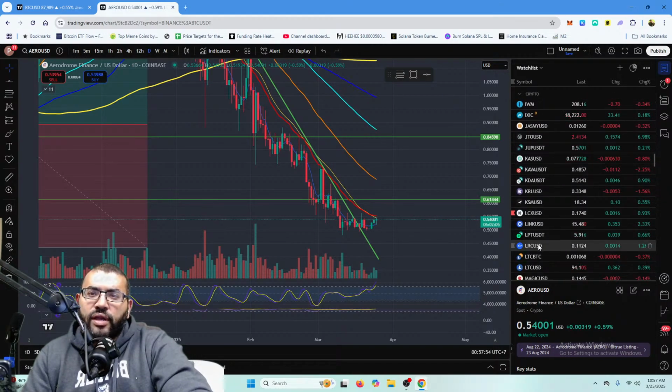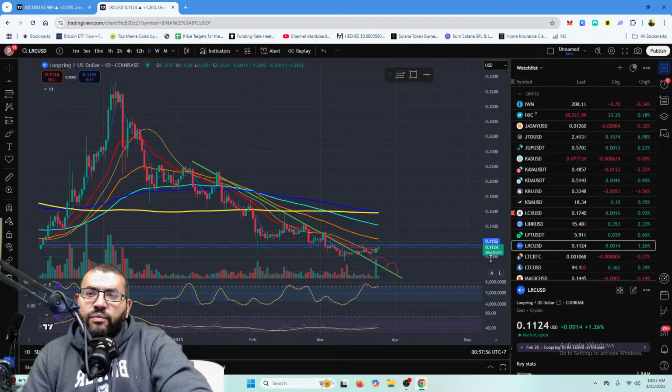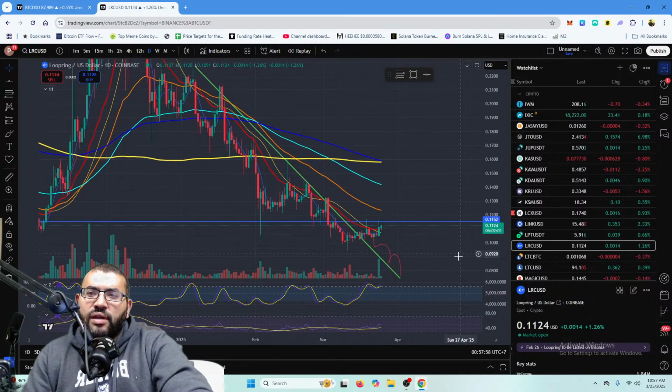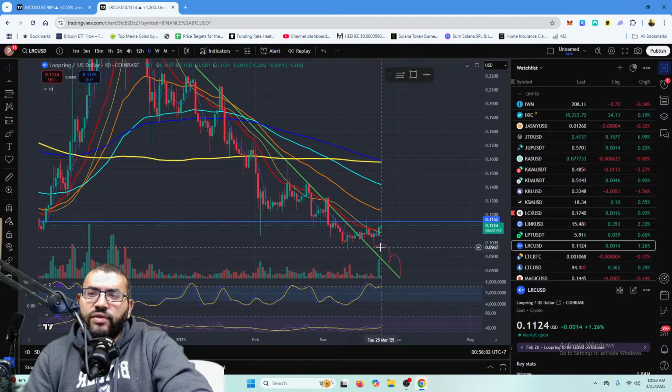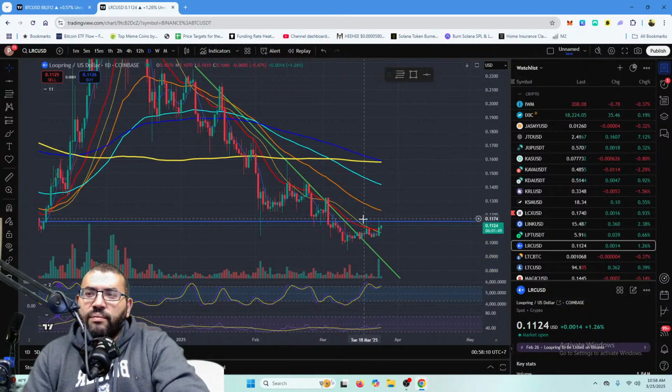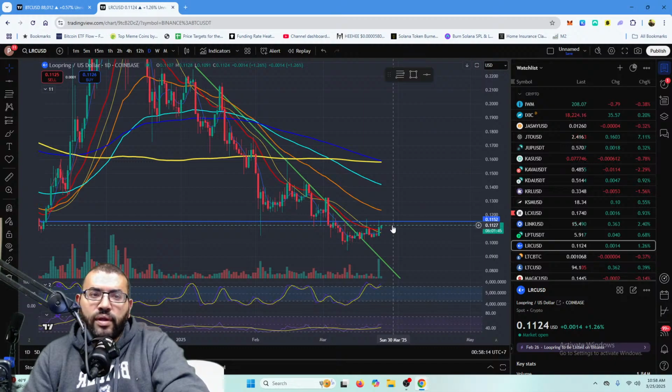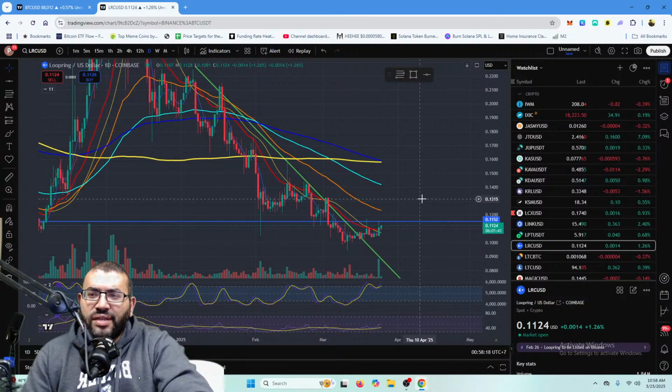Now Loopring, 11.24 cents. Not doing the thing that other cryptos with low volume breakouts of the downtrend have done. And, you know, there's a high volume day there. So there's some hope for Loopring right now. This previous bear market bottom is going to be resistance short term, but you want to get in on it spot? Yeah, that looks good for spot.